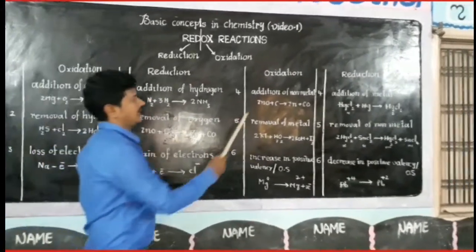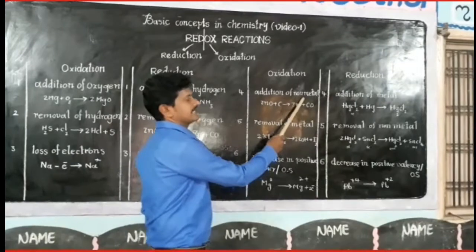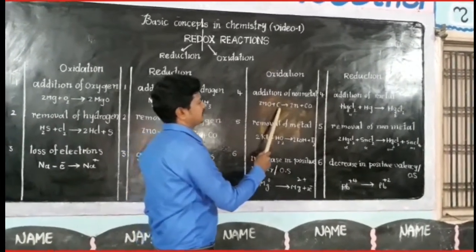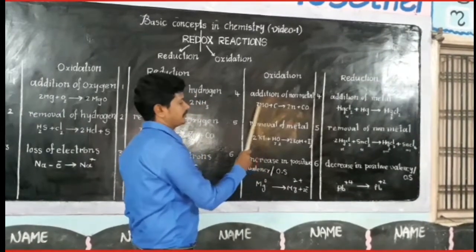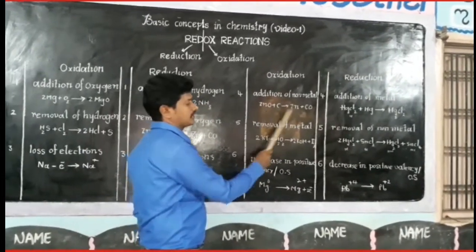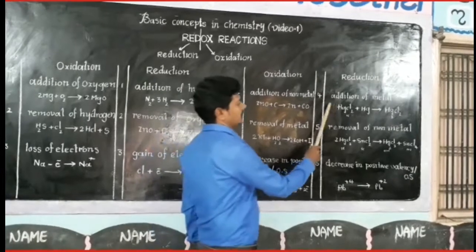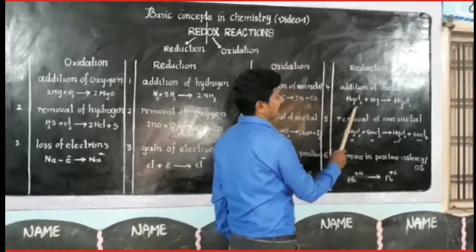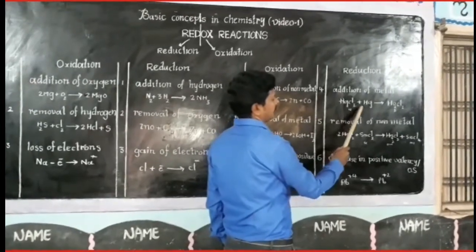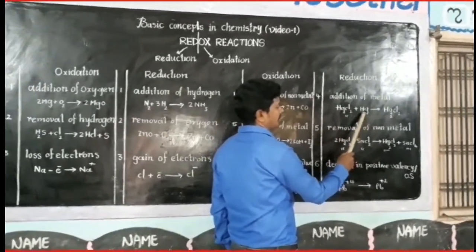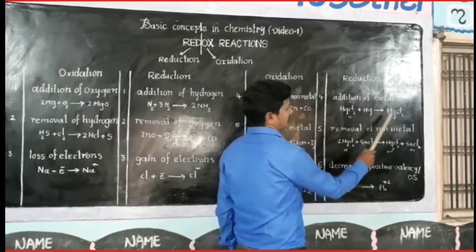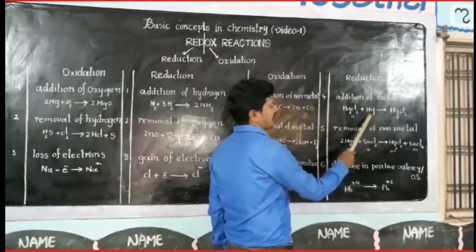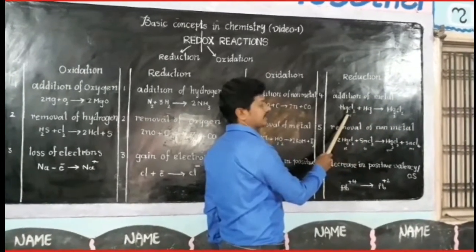Next, fourth one is addition of non-metal is an oxidation reaction. In this example, carbon, a non-metal, is being added to zinc oxide, it is an oxidation reaction. Next, addition of metal is reduction reaction. Here, HgCl2 is called mercury chloride. Combined with Hg it forms Hg2Cl2. Here mercury is a metal added to HgCl2, it is the reduction reaction.